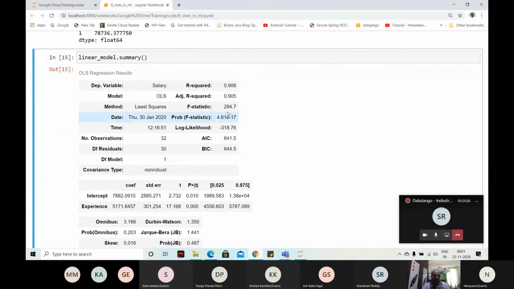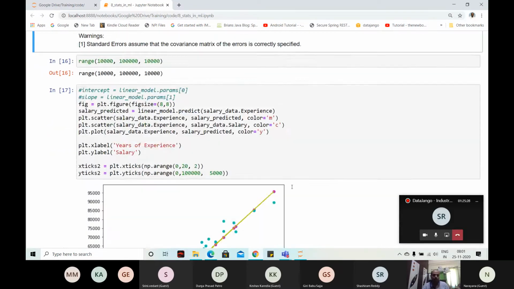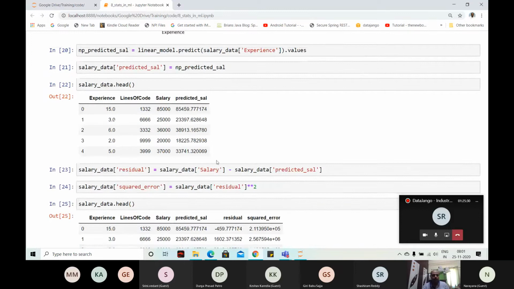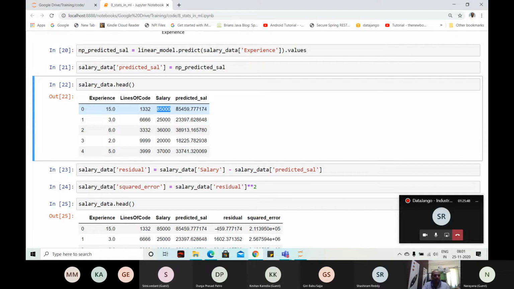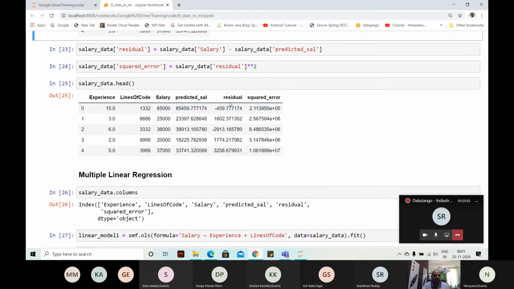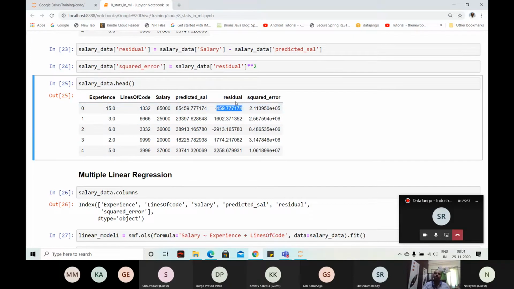Let me repeat this. Yesterday I went a little faster. So after building the model, we can use the model.predict method to predict the salaries for the experiences. On the train set only, I am actually calculating salaries. So these are the predicted salaries. There is a gap between the actual salary and the predicted salary. That gap is called error. You calculate that and you call that error or residual.